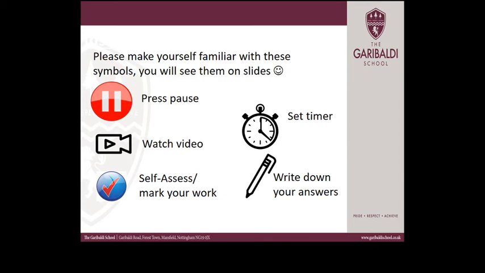Good morning, year 9. So this is your next lesson. This is going to be on the heart. So again, as we do in all of these lessons, please make sure you're familiar with the symbols. So when you see them on the slide, you know what to do.